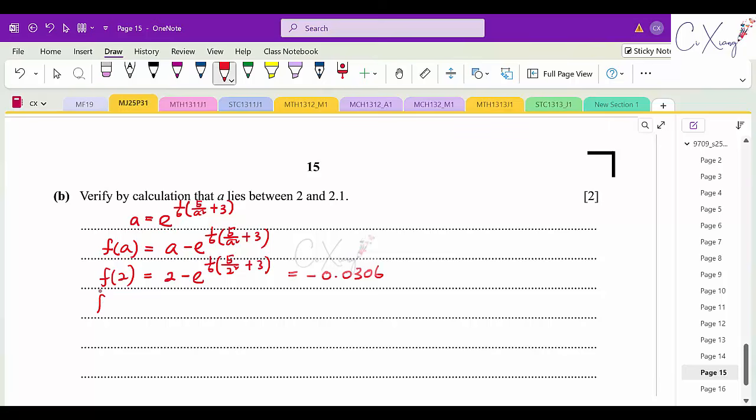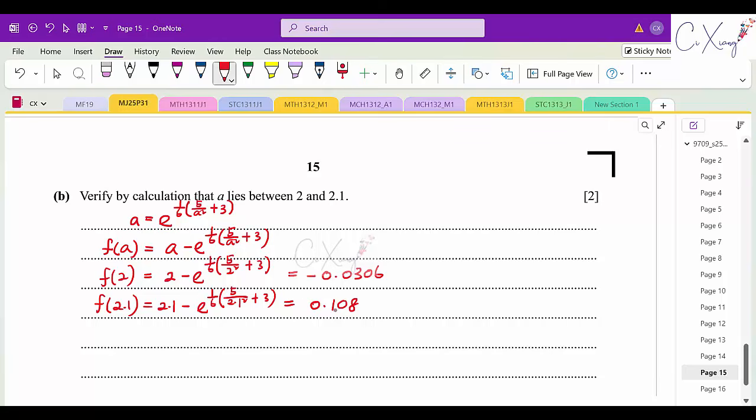Right. Then after that, I need to substitute the value 2.1. And what do I get here? So 5 over 2.1 squared plus 3. And the value that we get should be 0.108. So from here, basically you can see that there's a sign change from negative to positive. So just now, if you try to move a to the left hand side, or a to the right hand side, then your sign will be opposite. That means you are having positive for 0.0306, then negative for 0.108.